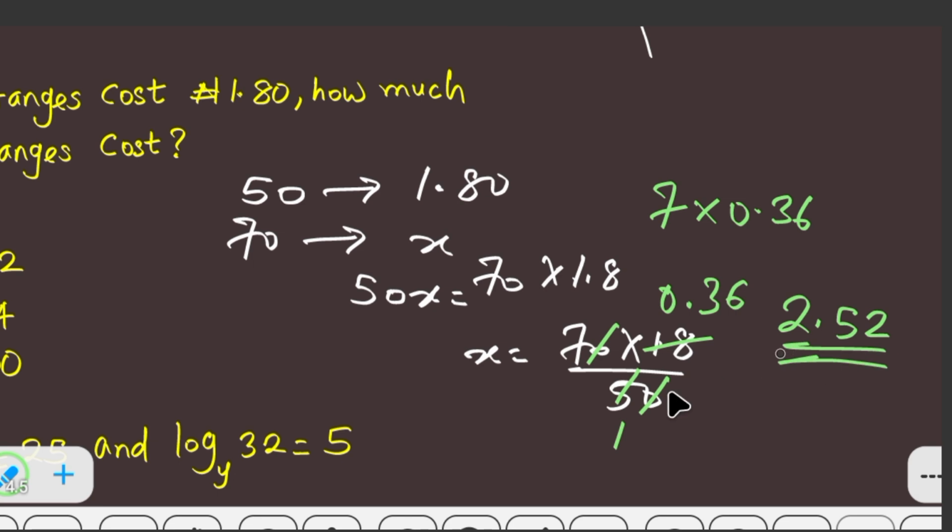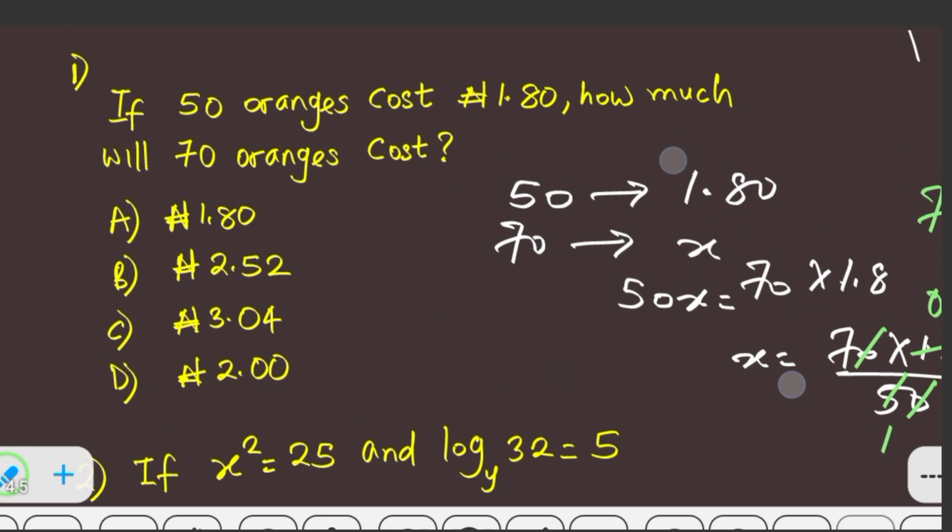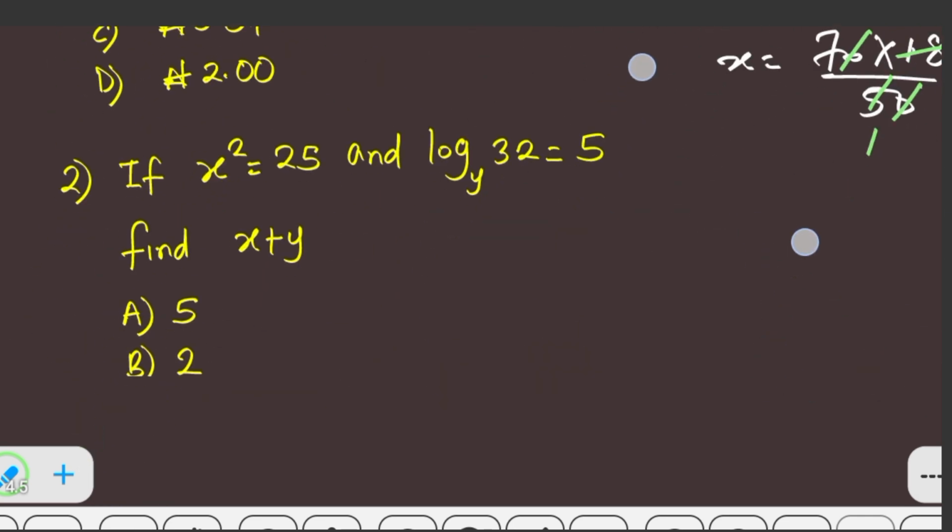So that will be 2 naira 50 kobo. So just go to your options and look for 2 naira 50 kobo. That will be option B. So this is the answer right here. Okay, so for the next one.